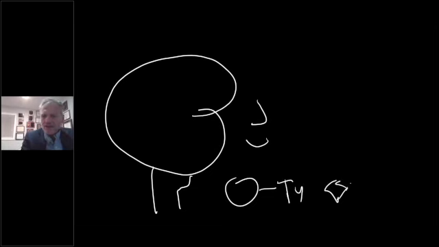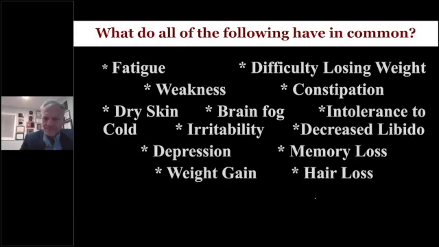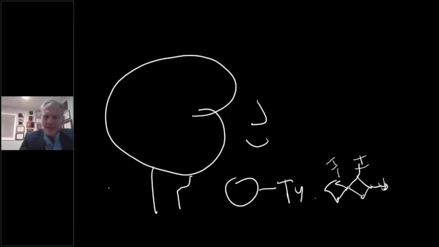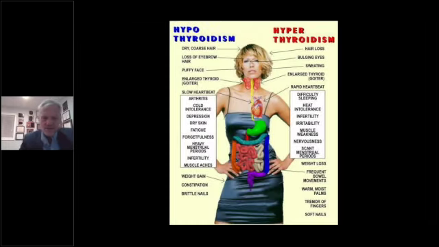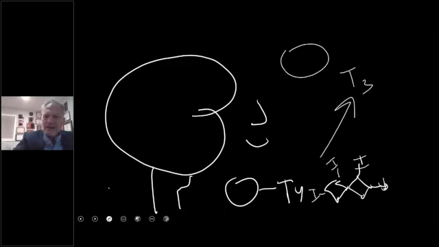T4 is a 2-ring structure like this, and it has 4 iodide. It's not really iodine, it's actually iodide. It has 4 iodides coming off of it. Okay, so that's 4 iodides. Now, as I said, T4 is there for transportation. You have that 5' deiodinase. It goes to T3, and then T3 lands on the DNA.